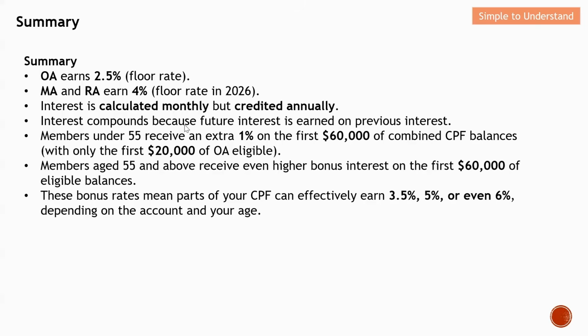The members under 55, in fact, they will receive an additional 1% on the first 60K of their combined CPF balance. But keep this in mind, a cap of 20K for the OA. While the members aged 55 and above, they will receive an even higher bonus on the first 60K, as I illustrated earlier on. Basically the first 30K will have an additional of 2%, but the OA again capped at 20K, while the next 30K will have an additional of 1%. So these bonus rates simply mean that part of our CPF can in fact earn additional, like 3.5%, 5%, or even 6%, depending on the account and also your age.